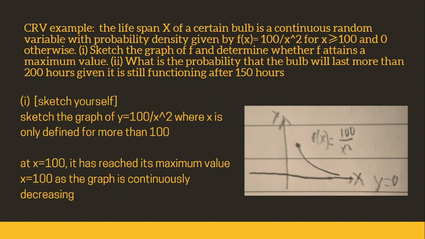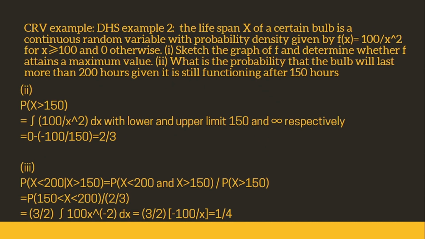For the first part, just sketch the graph of y = 100 over x squared, where x is only defined for x greater than or equal to 100. At x = 100, it has reached its maximum value because from then onwards, the graph is continuously decreasing. Also remember to shade in the black dot there to represent x = 100. Then for part 2, you want to find the probability that the bulb will last more than 200 hours, given that it's still functioning after 150 hours.